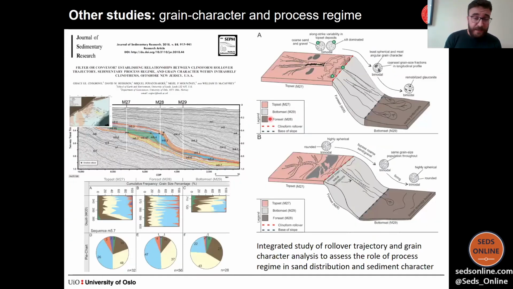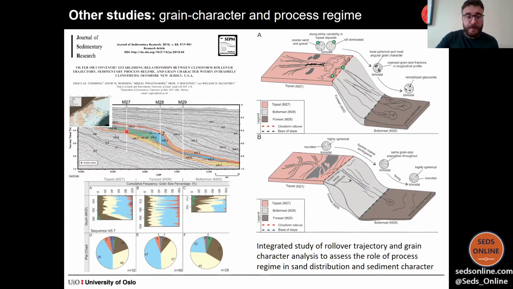Finally, another study that I wanted to show is some of the work done by Grace Cosgrove on the New Jersey margin. Here we did a nice study integrating rollover trajectory and grain character analysis. The idea of this was to test trajectory analysis versus the role of the dominant process regime in the shelf. And we had very interesting results.